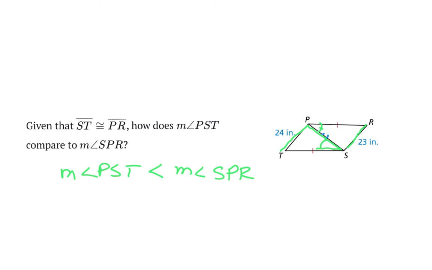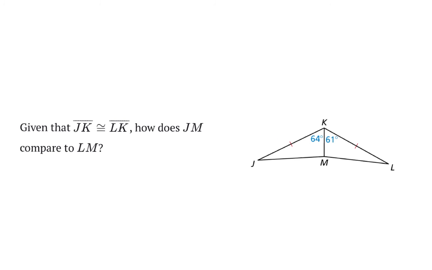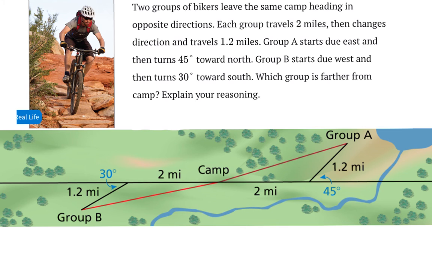And then the converse of this theorem, given that JK is congruent to KL, how does JM compare to LM? So here we know an angle and a side. Because 64 is larger than 61, we would know that JM would have to be larger than LM. Again, common sense.